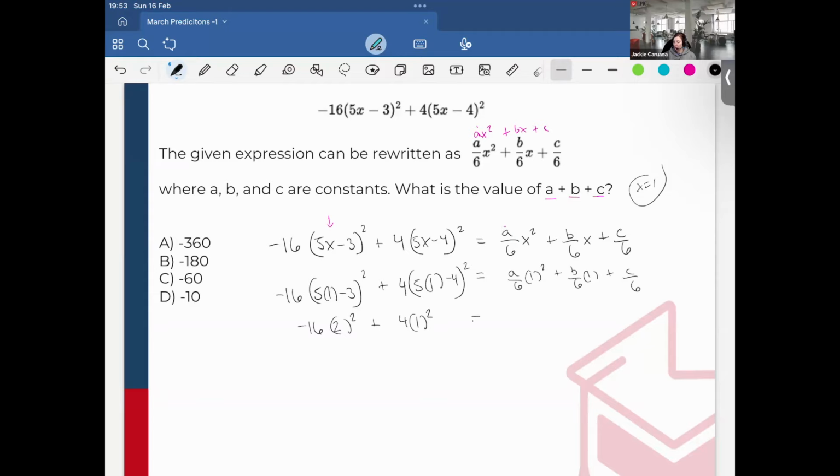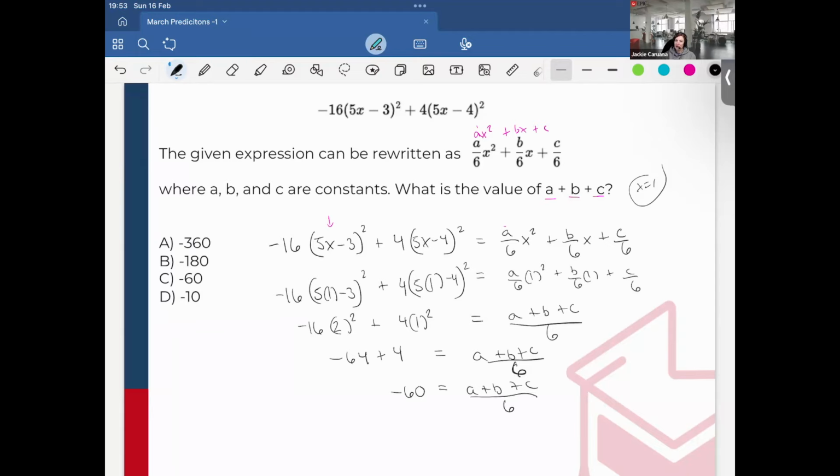And then that will be equal to a plus b plus c all over 6. And then I can simplify this further. This would be 4. So negative 64 plus 4 is equal to a plus b plus c over 6. So negative 60 equals a plus b plus c, oops, over 6. And multiply each side by 6.